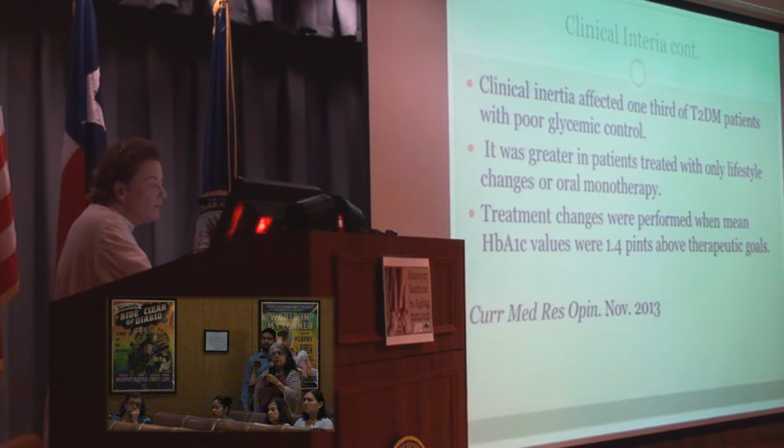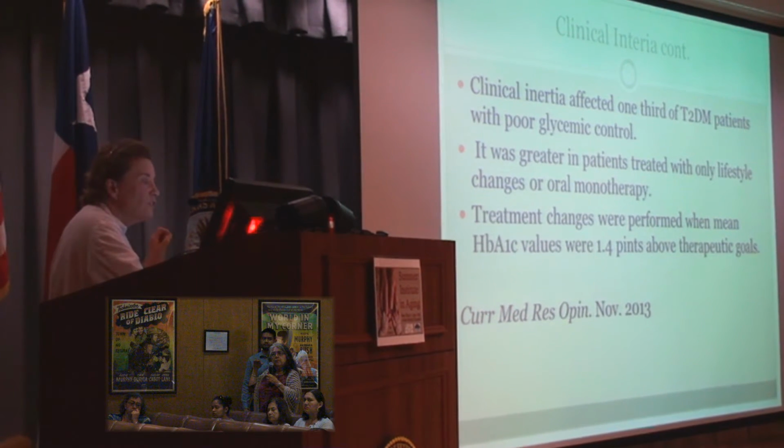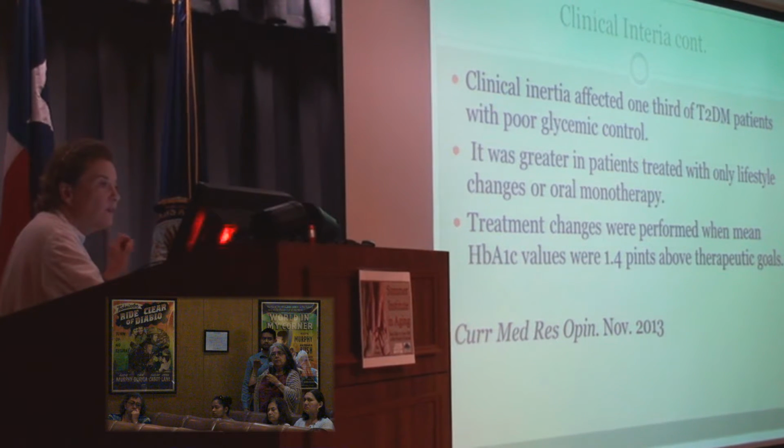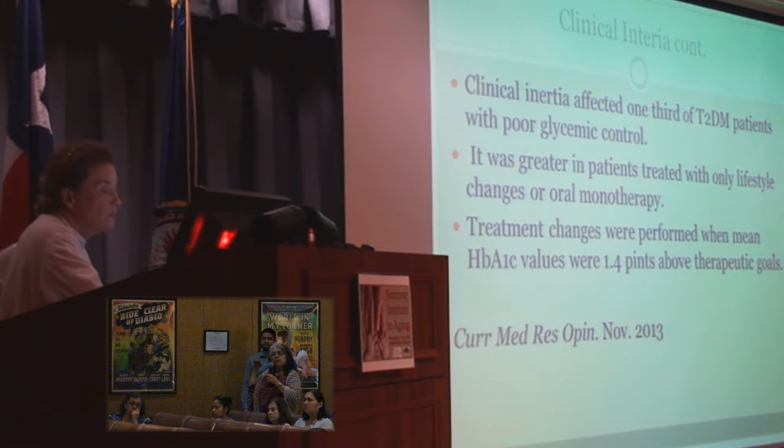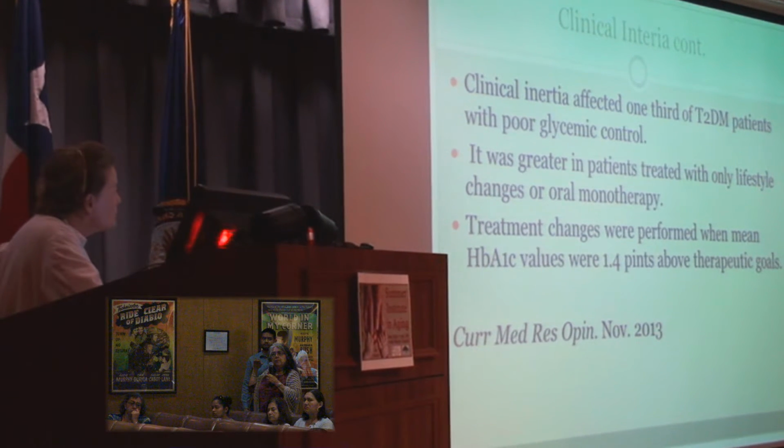Okay, so it affects at least a third of all patients, and it's greater in those people who are newly diagnosed, and that's the time when you want to be most intensive. You want to really get their A1C down and get them well controlled at the beginning with a drug that's going to protect their beta cell function. And so usually providers don't make a change until the A1C is 1.4 points above their target, and that's really too late. And that again is a fairly recent publication.